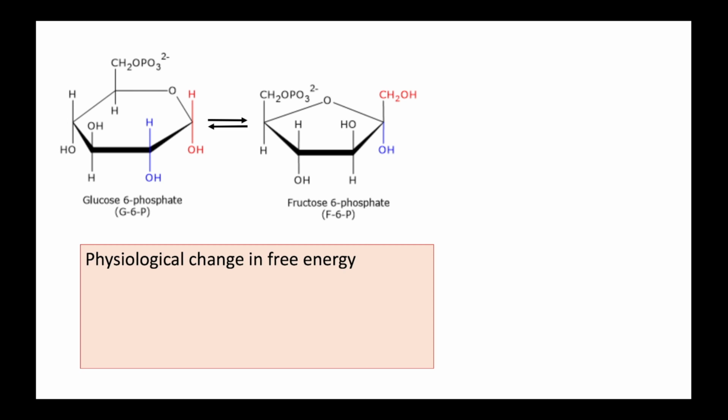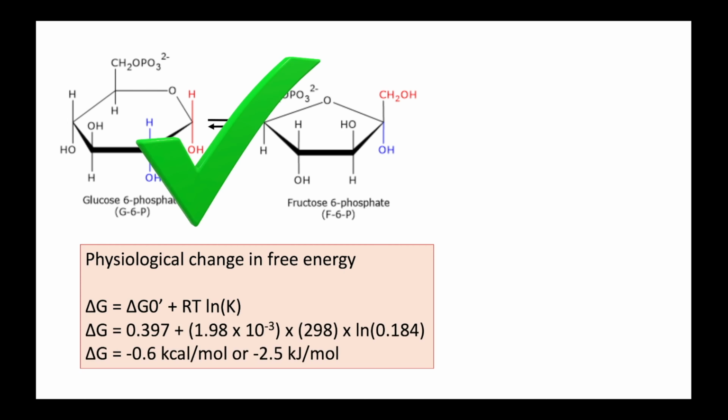The actual change in free energy is calculated using the equation delta G equals delta G0 prime plus RT natural log of K, where K takes into account the ratio of glucose 6-phosphate and fructose 6-phosphate under physiological conditions. If we run the calculation again, we find that in fact delta G is negative, and therefore the reaction occurs spontaneously. This highlights an important consideration when talking about biochemical reactions in our body, which are mainly prevented from reaching equilibrium due to the addition of more substrate or the removal of products.